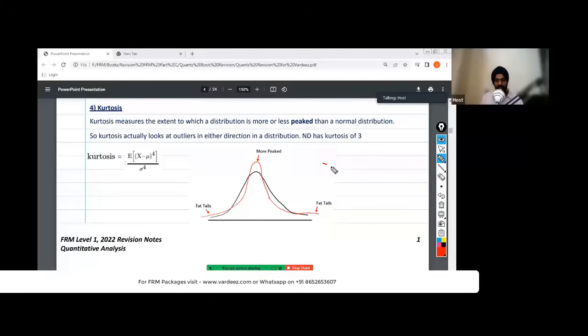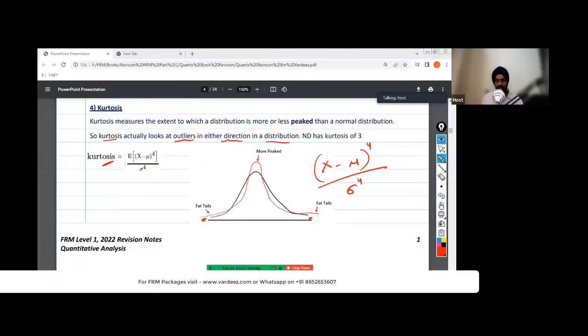How do you calculate it? X minus mu to the power 4. Why? Because it's the fourth moment that we have. And if you want to standardize it, divide by the standard deviation to the power 4. That's all that you need to know for kurtosis. Kurtosis actually looks at outliers in either direction in a distribution. Over here, where are the extreme outcomes? That's what kurtosis tells you.